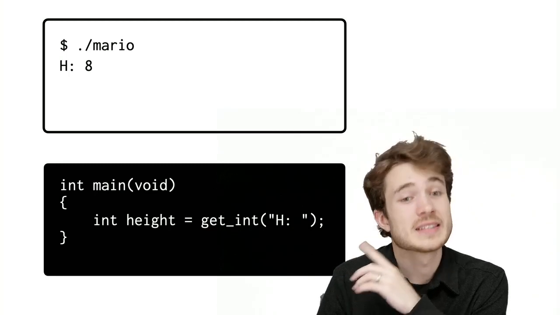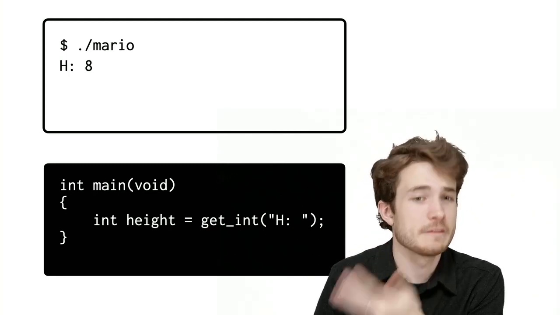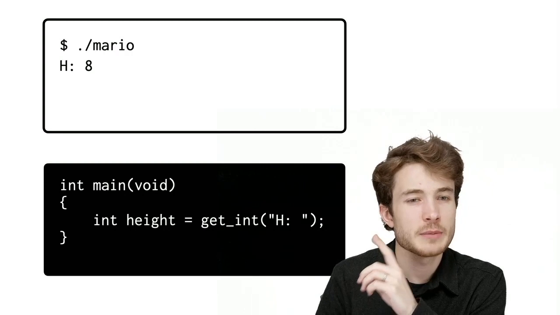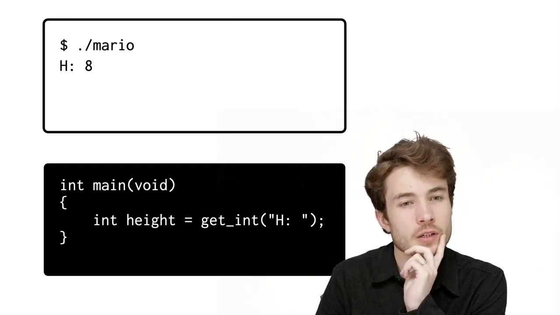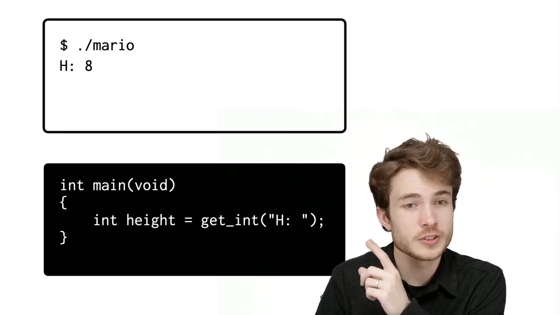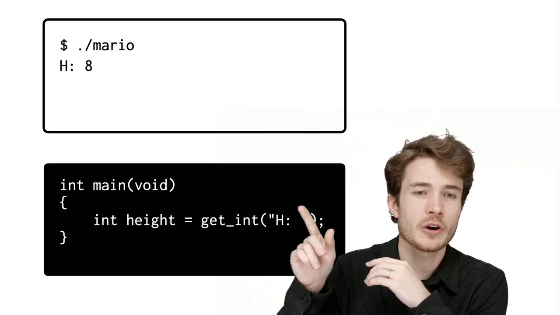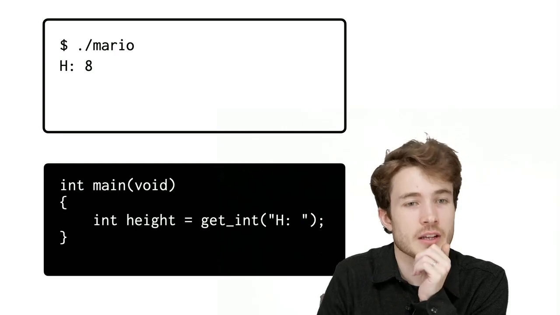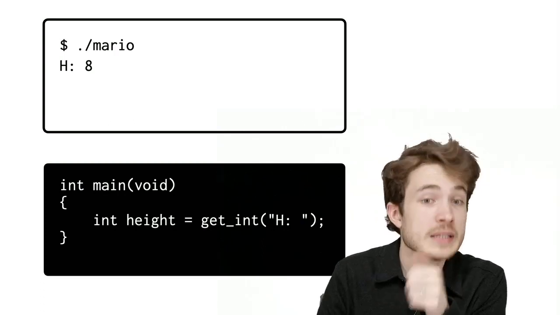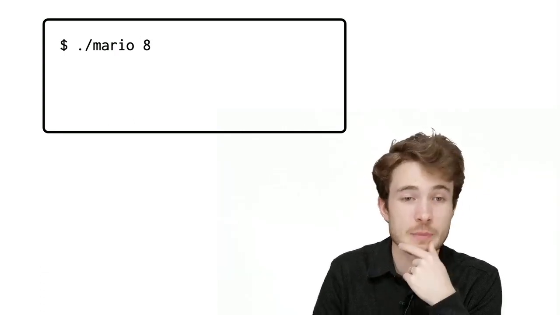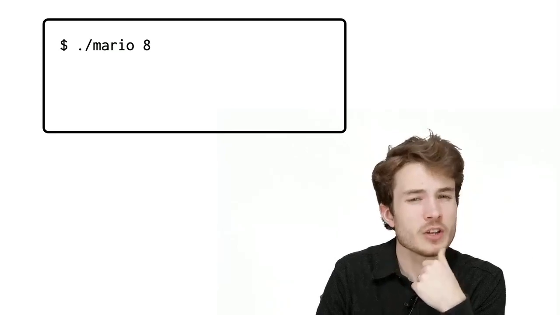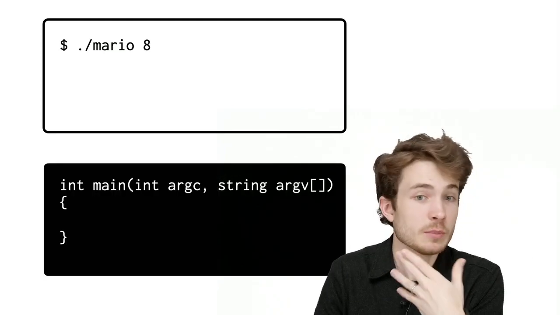Now, main is the name of this function, kind of by convention. And here, inside parentheses, we see void. Our program, or this function, takes no arguments. And we saw this above. The user just typed ./mario, but they didn't add any arguments. But now, if we change this, and the user actually types in an 8, we have to change our C code to take some input now.